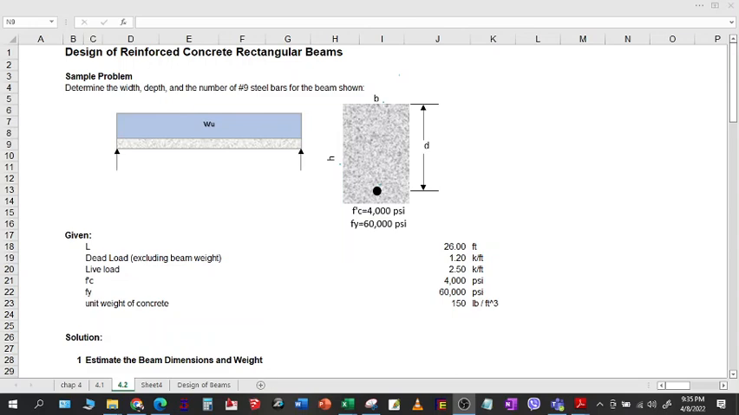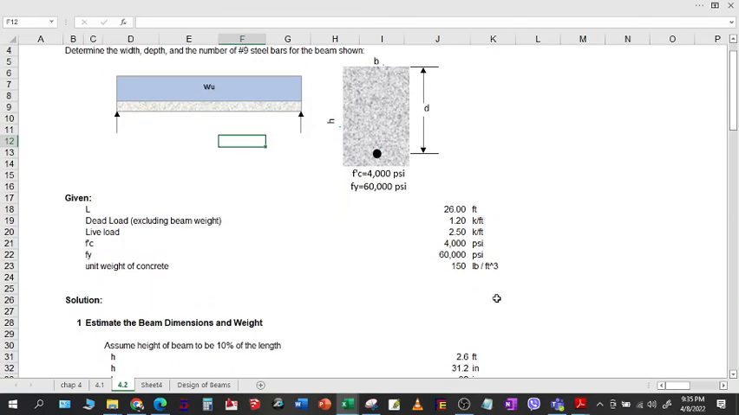Design of reinforced concrete rectangular beams. Sample problem. Determine the width, depth, and the number of number 9 steel bars for the beam shown. We have here a simply supported beam with a uniformly distributed load, WU, and we are to look for the width, the height, and the number of number 9 steel bars which can satisfy the load requirements.